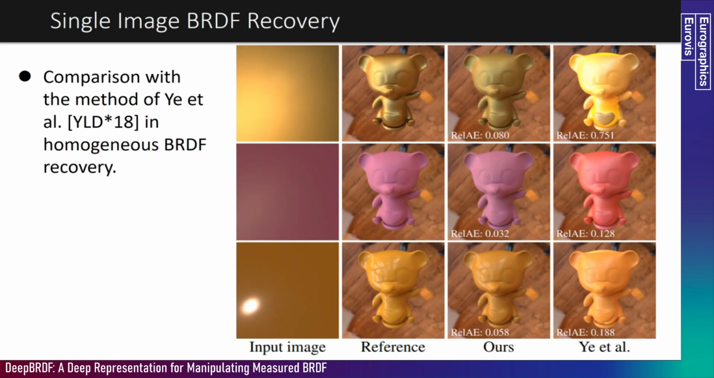Now, let's see some results. Here we compare our method with the method of Ye et al. in recovering homogeneous BRDFs. Note that the method of Ye et al. can only handle planar material samples. Therefore, for a fair comparison, we only use images rendered with a planar plane in this figure. The results tell that our method achieves high recovery quality on these synthesized examples.